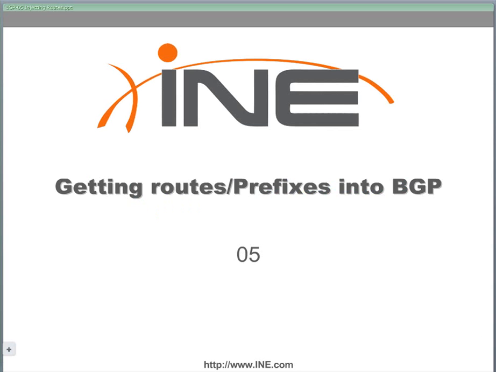To class. In session 5, we're going to focus on how to get the ball rolling. Kind of like the chicken and the egg story. If everybody's running BGP and they're all sharing routes, well, how exactly do you take a route that you own, that you've been assigned to? How do you actually get that into BGP? That's going to be our focus point for this lesson.